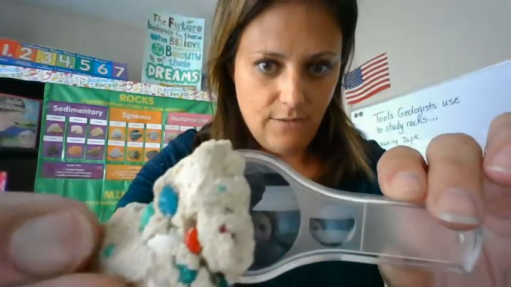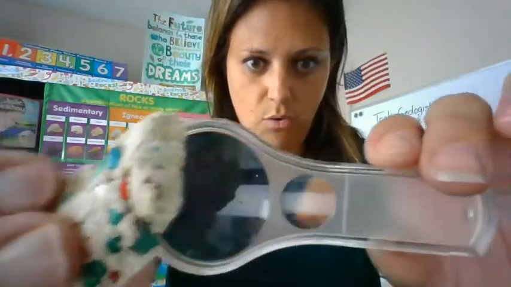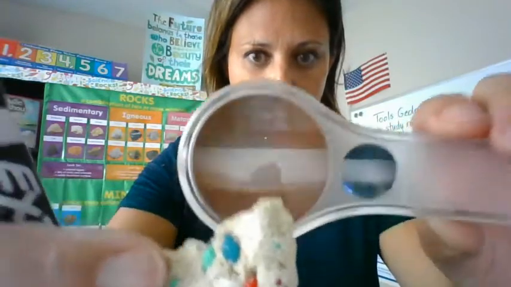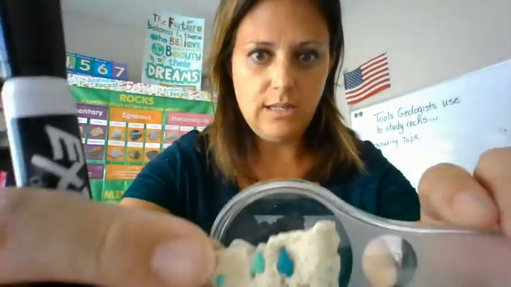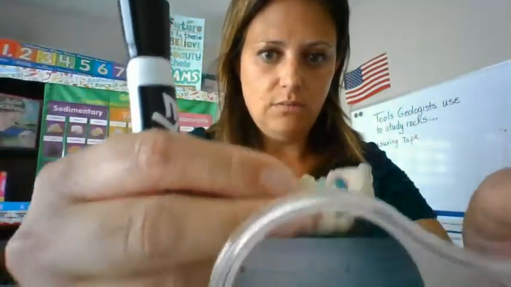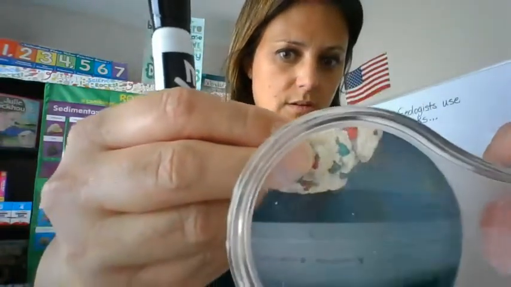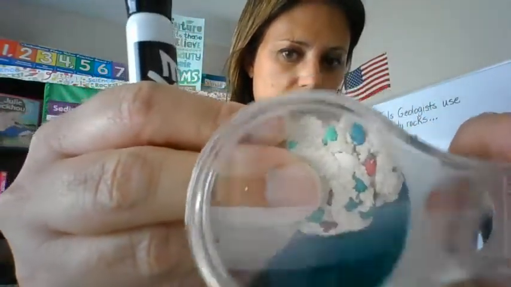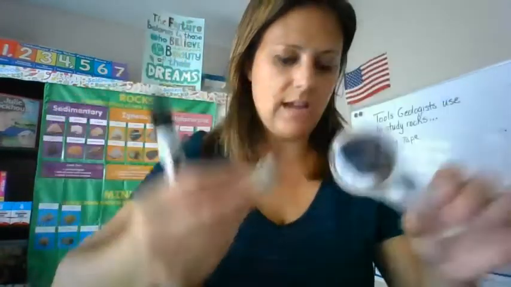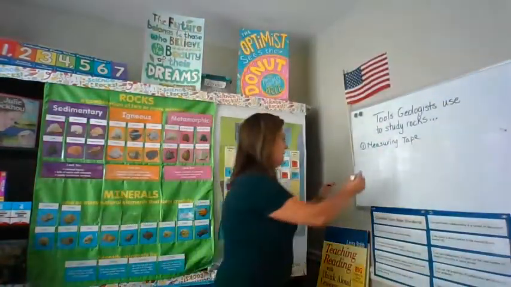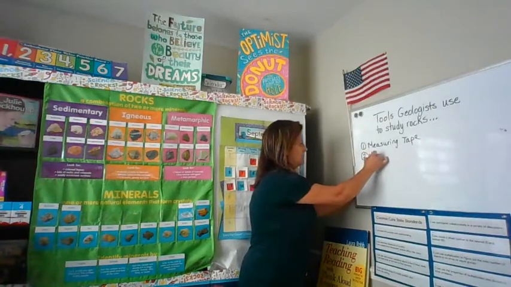Another tool that geologists use is called a hand lens. If I wanted to magnify an object, which means I wanted to make the object look larger so I can look really, really closely at it, I would use a magnifying lens, or what is called a hand lens. Okay. We look very closely there at our hand lens.